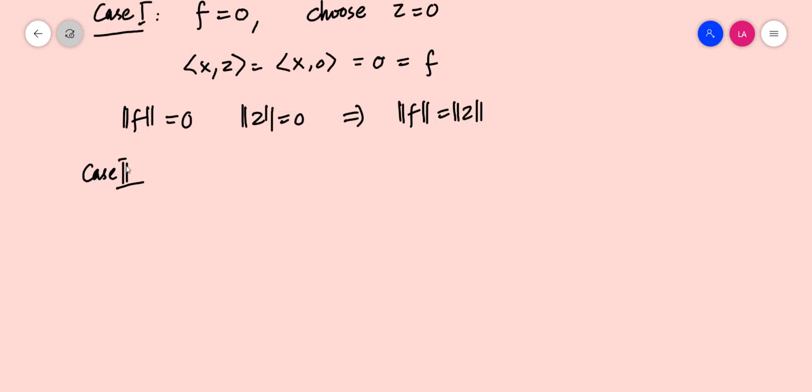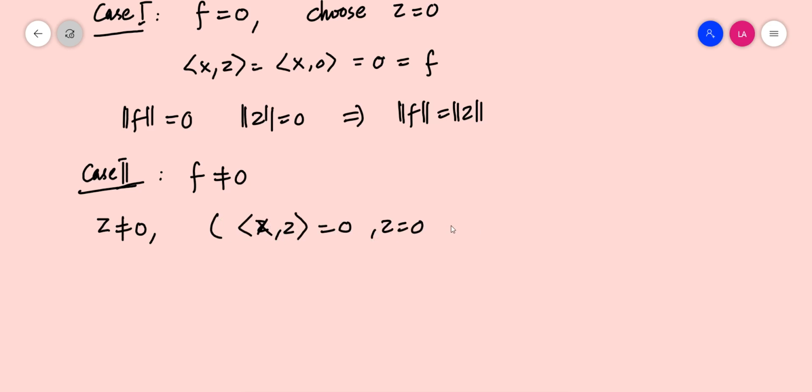So consider case 2, f is actually not equal to 0. In that case, we choose our z to be non-zero, because if z was 0, then inner product xz would be 0 whenever z is equal to 0, which means that inner product xz should not be equal to f, because we assume that our f is actually non-zero. Okay. So now we will verify that.